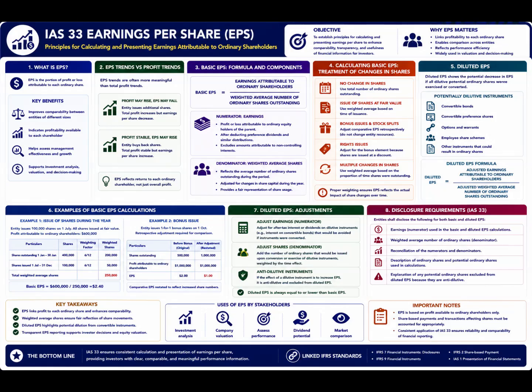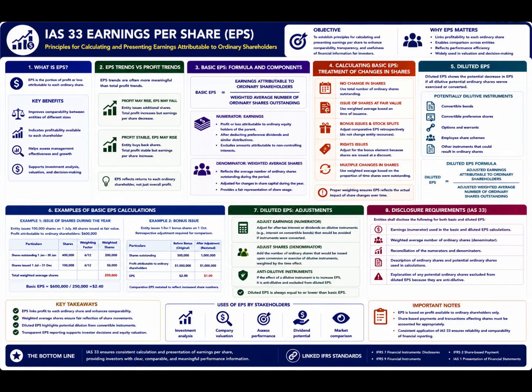The calculation adjusts both earnings and the weighted average number of shares to reflect the assumed conversion of dilutive instruments. For example, convertible debt requires adjustment for after-tax interest savings, while share options are treated using treasury share methods. This approach provides stakeholders with a more conservative assessment of future shareholder returns and capital structure impacts.